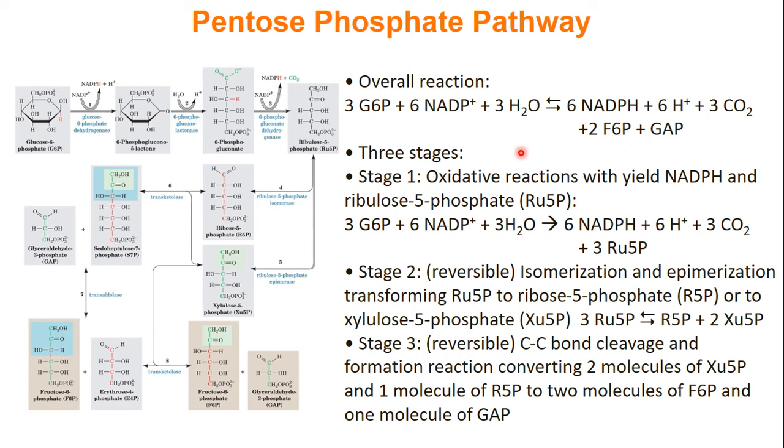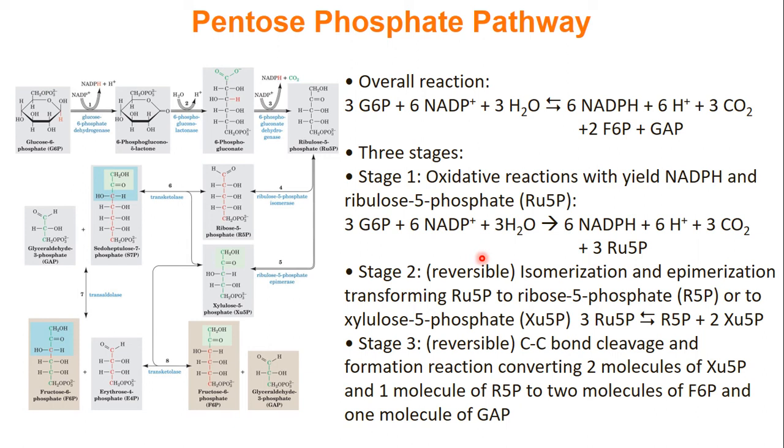And this is done in 3 major stages. Stage 1 is oxidative reactions, which will give us NADPH. And stage 1 is the only place in the pentose phosphate pathway that we make NADPH. And we're also going to make ribulose 5-phosphate, Ru5P. And the overall reaction for this is 3 G6P plus 6 NADP plus 3 water will make 6 NADPH plus 6 hydrogen plus 3 carbon dioxide plus 3 Ru5P.